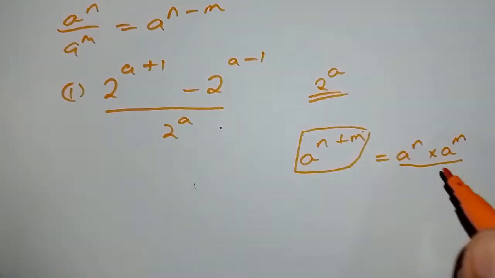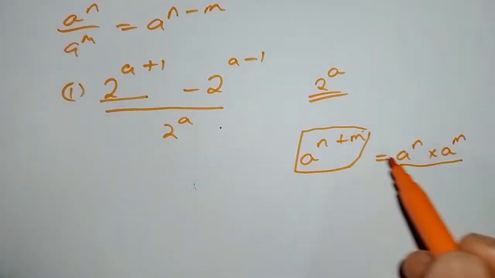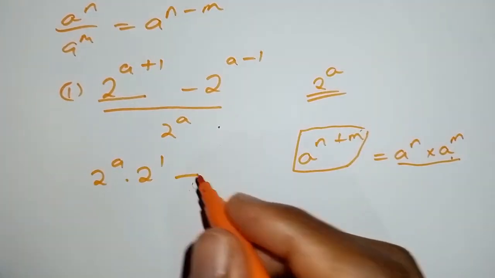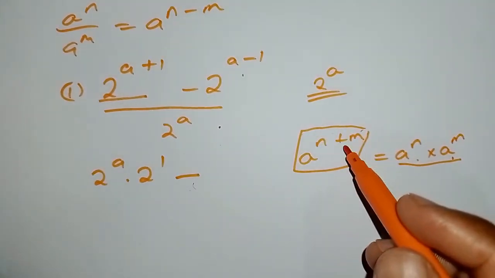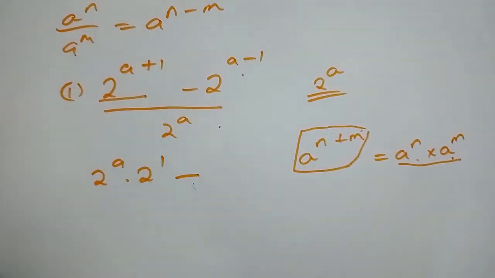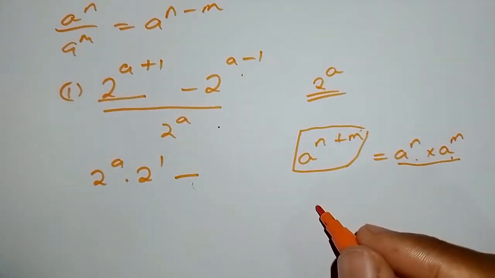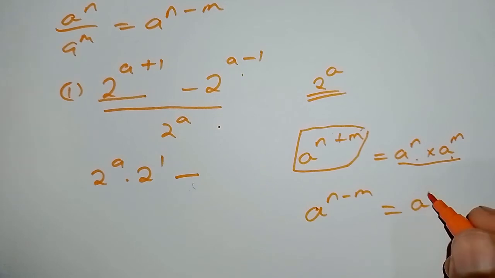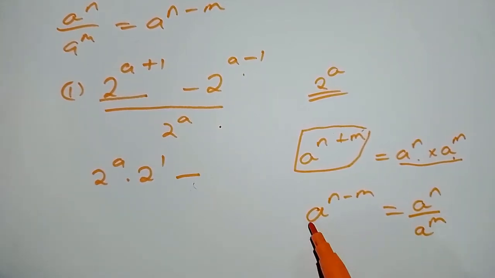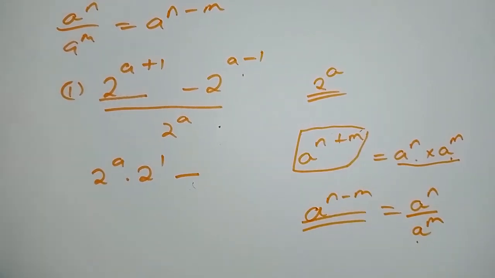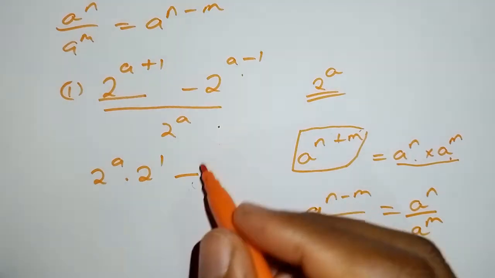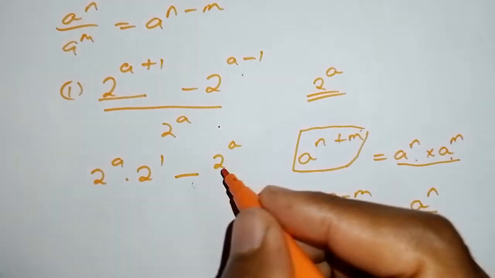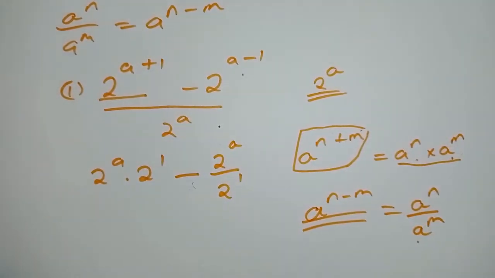I'm going to take this one. You see, I have it in this term, and I can write it in this term. So I'm just going to have 2 to the power a multiplied by 2 to the power 1, minus, I have it like this. This is supposed to be a to the power n minus m. This can be written as a to the power n divided by a to the power m. It means I can write it as 2 to the power a divided by 2 to the power 1.